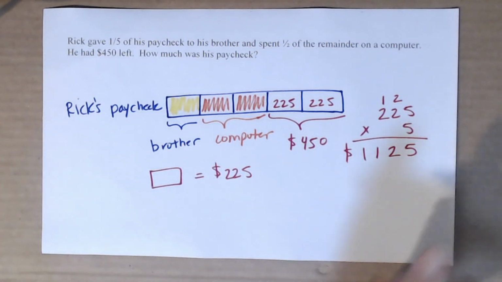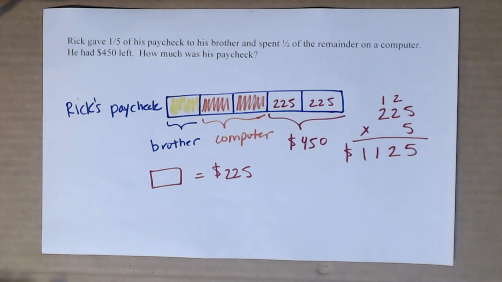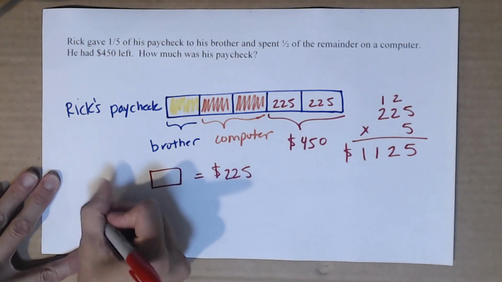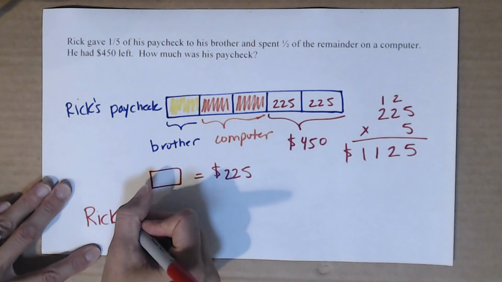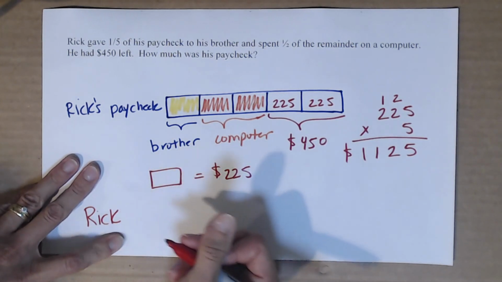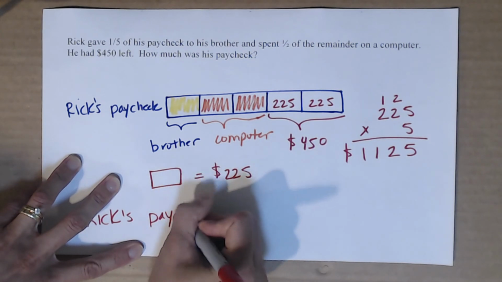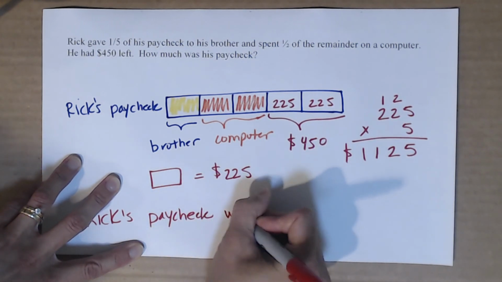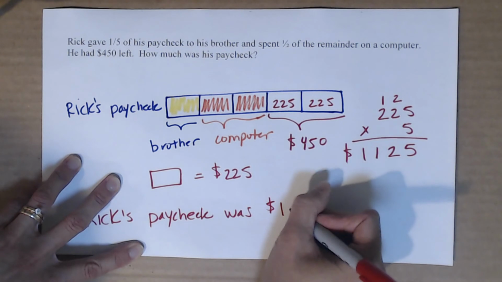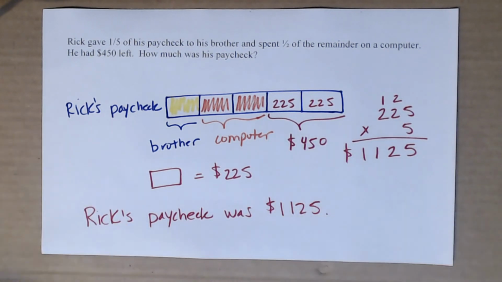So his total paycheck is $1,125. So we could write our sentence to answer the question. Rick's paycheck was $1,125. There you go. So now you can try the third problem at home, and we'll go over it in class.